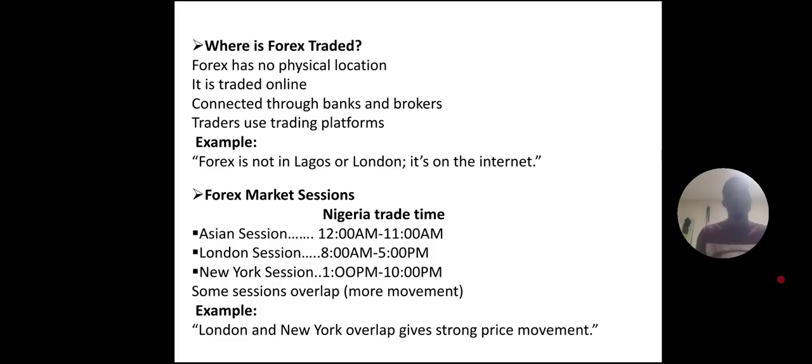So in my next video, I will add this again so that we can get it correctly. Some sessions are what we call overlap sessions. Overlap session is when the London session and the New York session overlap, like the two sessions are open at the same time in the market. That's what we call overlap session. The London session and the New York session are active at the same time, between 8 a.m. to 5 p.m. and 1 p.m. to 10 p.m., so the market is open at the same time.